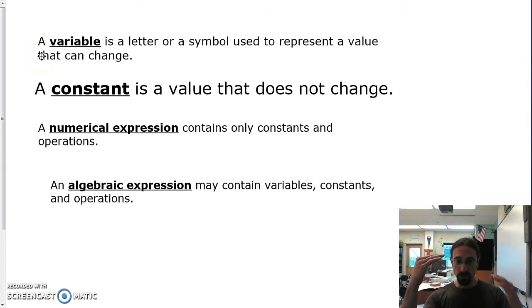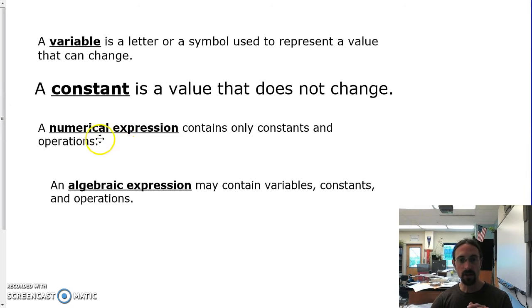So just to review some vocabulary, math has a lot of vocabulary in it. A variable is a letter or symbol used to represent a value that can change. That's thinking my quantity. A constant is a value that does not change. A number, such as the number 9, the number 3,718. These are constants. These are things that do not change, considered constants.